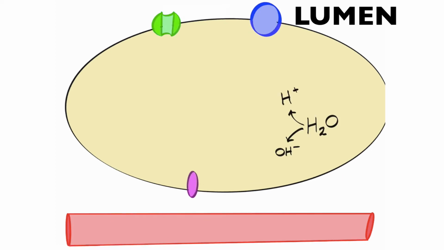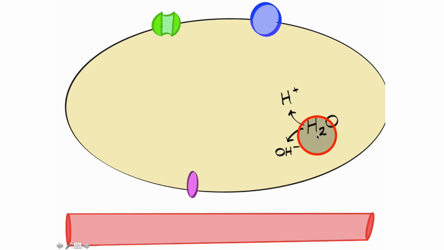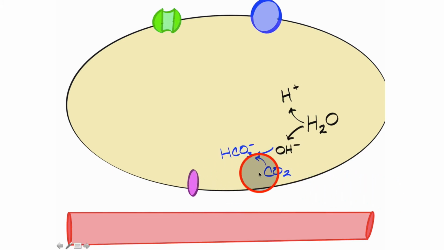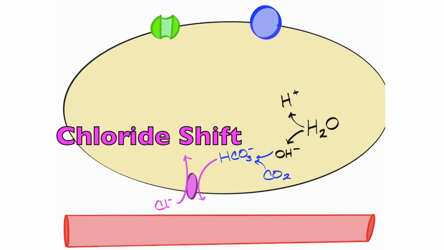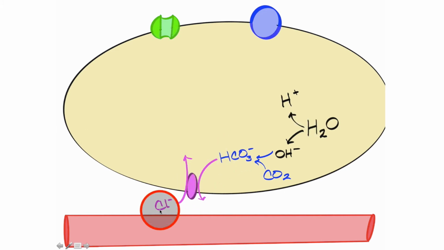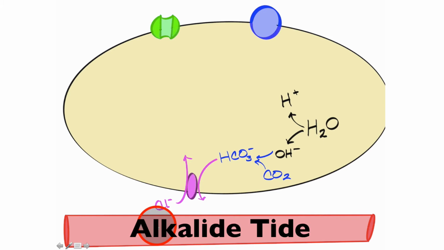So the first thing that's going to happen is water is going to dissociate into the hydrogen ion and the hydroxide ion. The hydroxide is going to react with carbon dioxide, which is going to make bicarbonate. Bicarbonate is going to leave the parietal cell in exchange for chloride, which is the chloride shift exactly as we saw it in red blood cells for the transportation of CO2. This bicarbonate is going to move into the bloodstream and create what's known as an alkaline tide, a basic pH of the blood leaving.